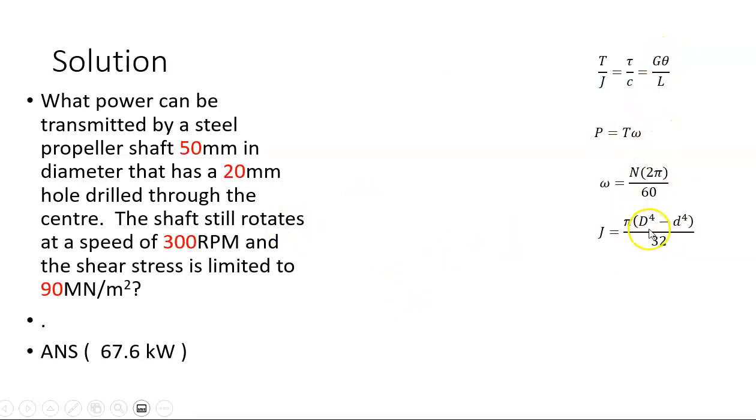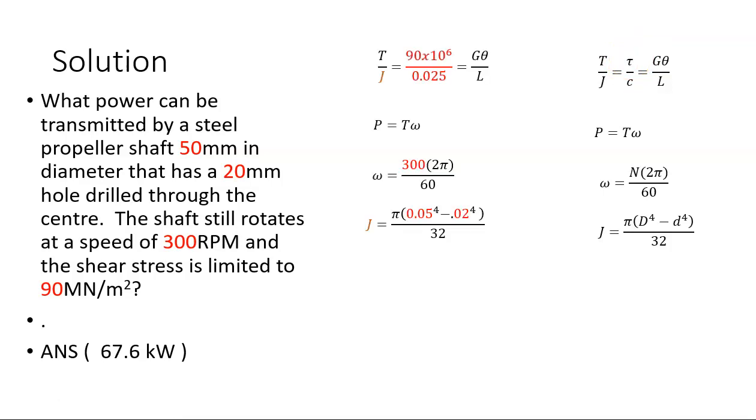So I've copied in the formula that we use for torsion, and we have these values then in the question. So we have an outside diameter of 50 millimeters, an inside diameter of 20 millimeters, we have an RPM of 300, and we have a shear stress of 90 meganewtons per meter squared. So if I paste those values in, so there's the 50 and the 20, there's the 300, there's the 90 meganewtons.